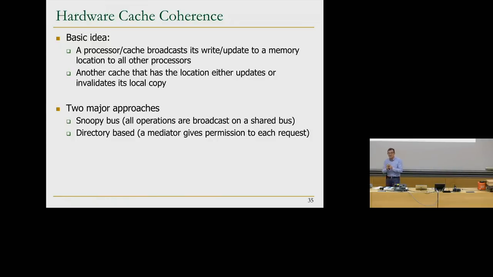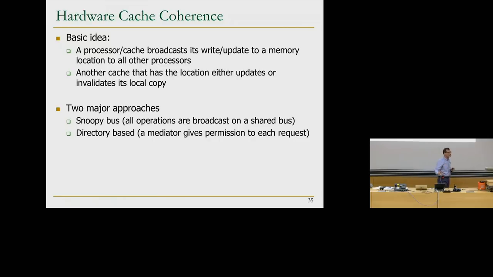What does it do? It basically says, okay, processor A is trying to write to this cache block. I know that processors B, C, and E have the same cache block. So what I'm going to do is I'm going to tell processors B, C, and E to invalidate the copies. And when they're done, they will tell me they're done invalidating. And then I'm going to tell processor A, you can now write to the cache block. Right. So that's the directory-based approach. That mediator is called the directory. Whenever you want to write to a cache block, you have to go through it.